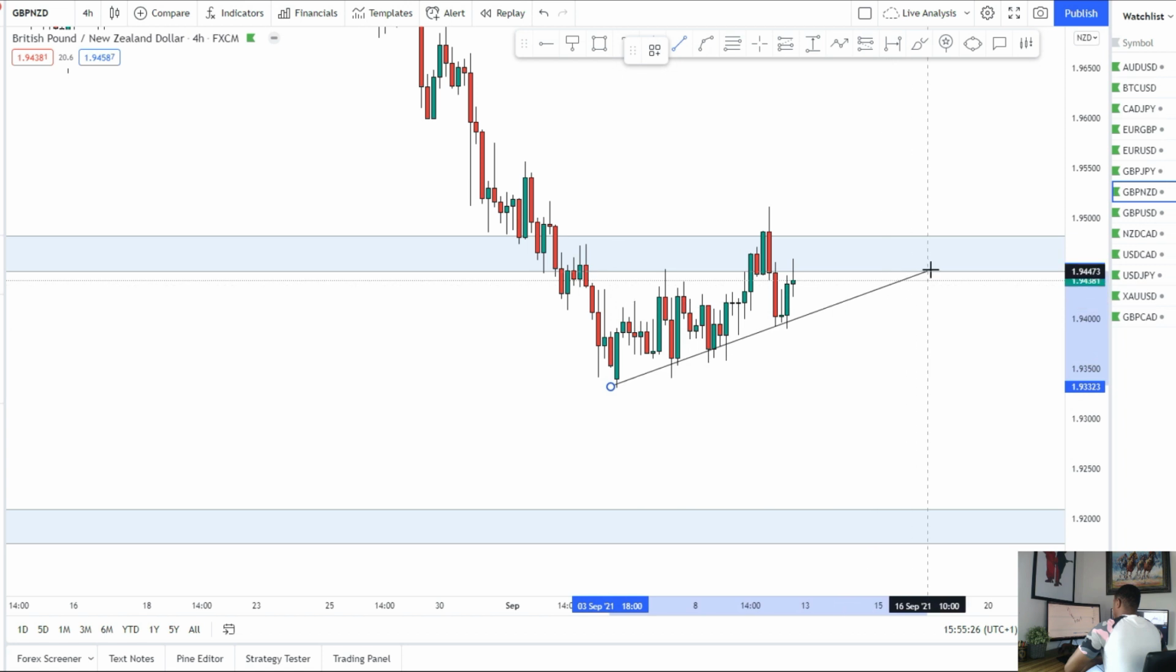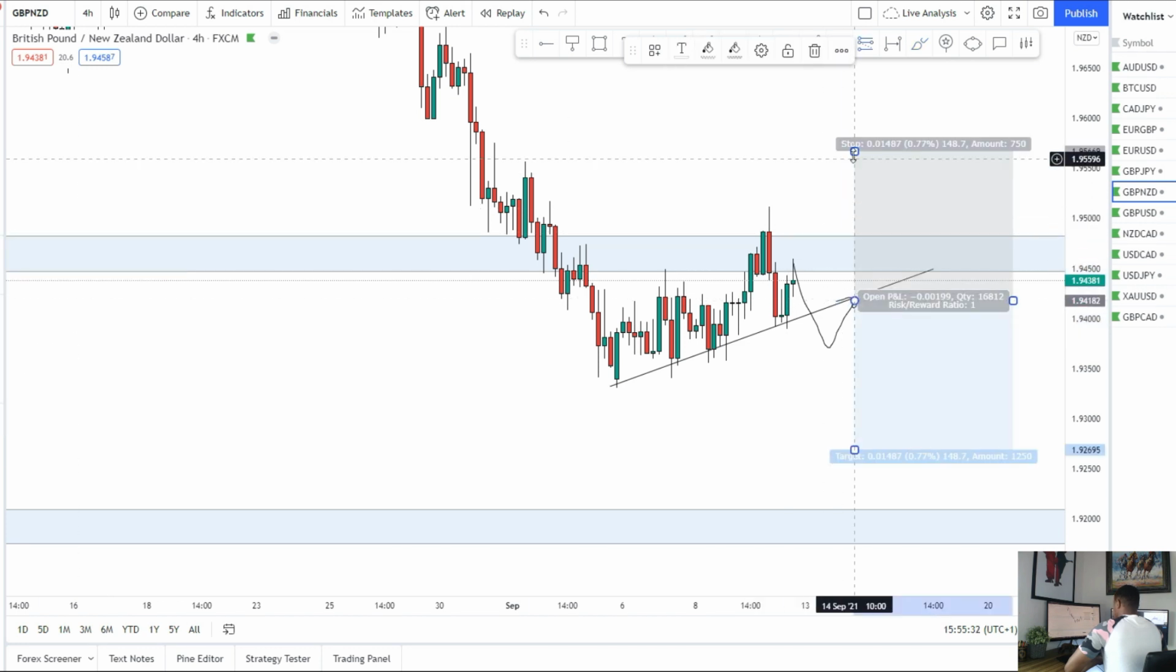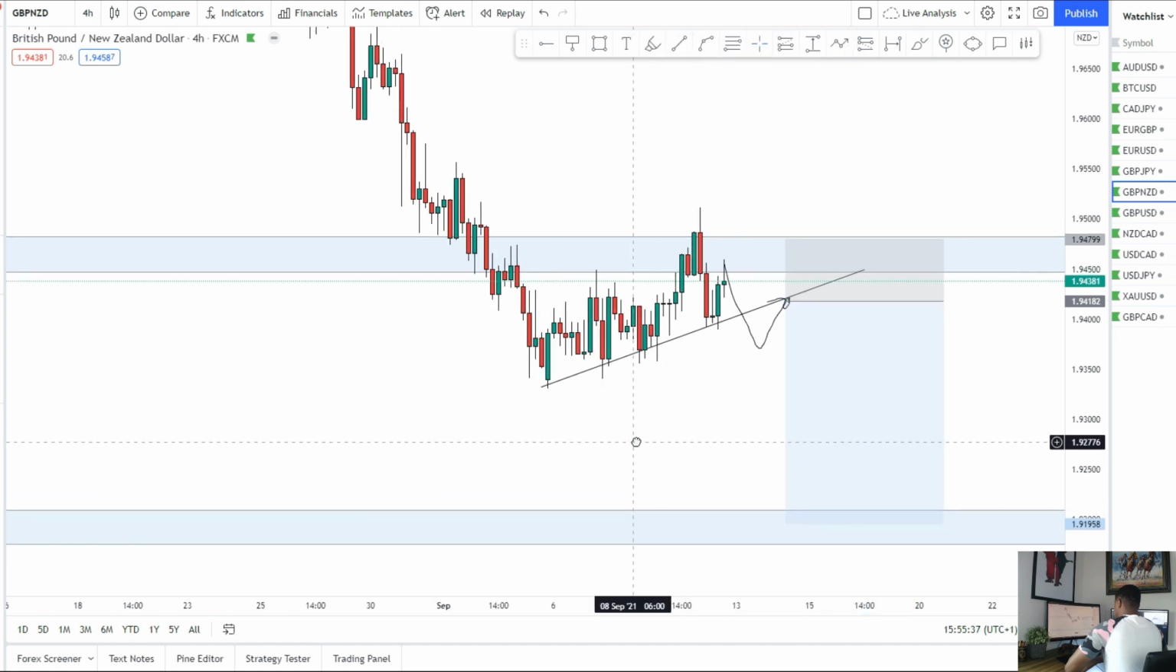We do have a little bit of a trend line there, so maybe a safer option would be the break of the trend line, come back for the retest, see if we can hold that, look for some sells on the retest, and then we can take it back into those lows there on 1.92.